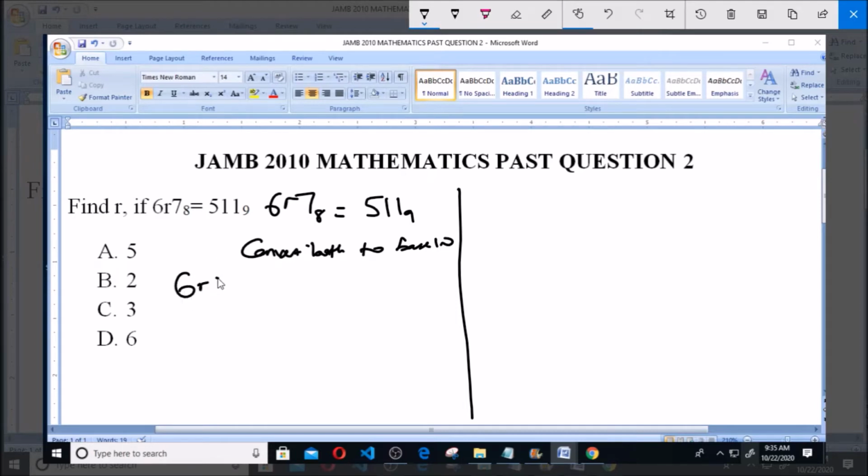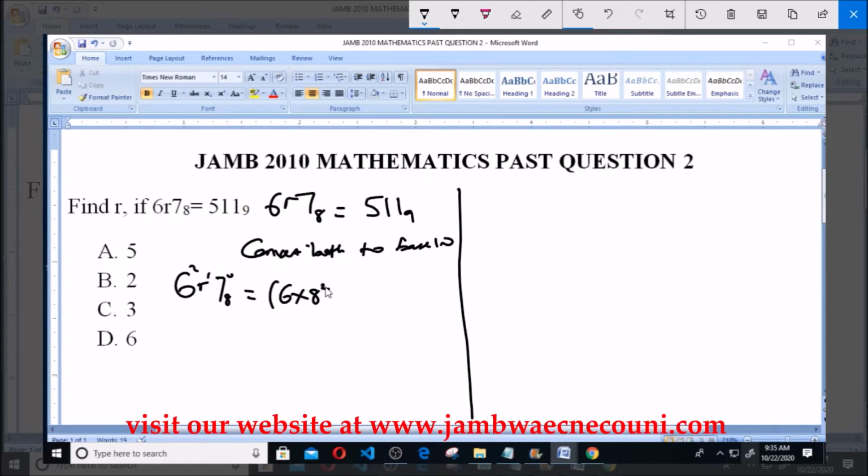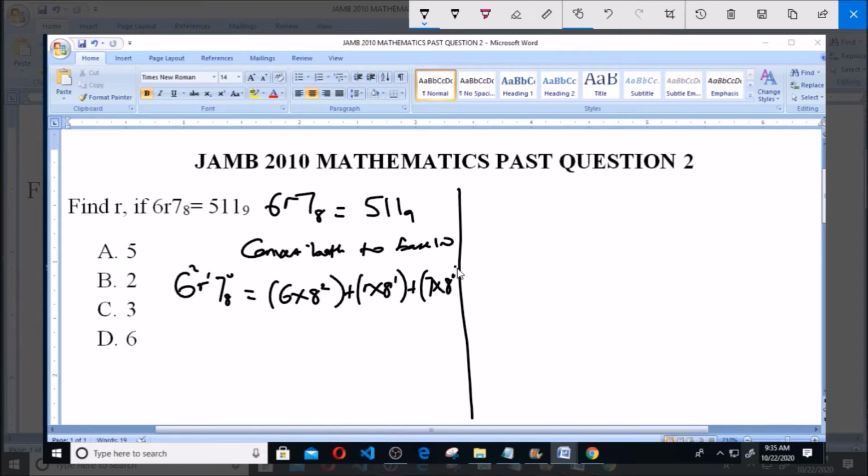Therefore 6R7 base 8 will be equal to 6 multiplied by 8 raised to the power of 2. Remember the powers go from the right to the left, starting from 0, then 1, then 2. Plus R times 8 raised to the power of 1 plus 7 times 8 raised to the power of 0. Then 511 base 9 will be equal to 5 multiplied by 9 raised to the power of 2, plus 1 multiplied by 9 raised to the power of 1, plus 1 multiplied by 9 raised to the power of 0.